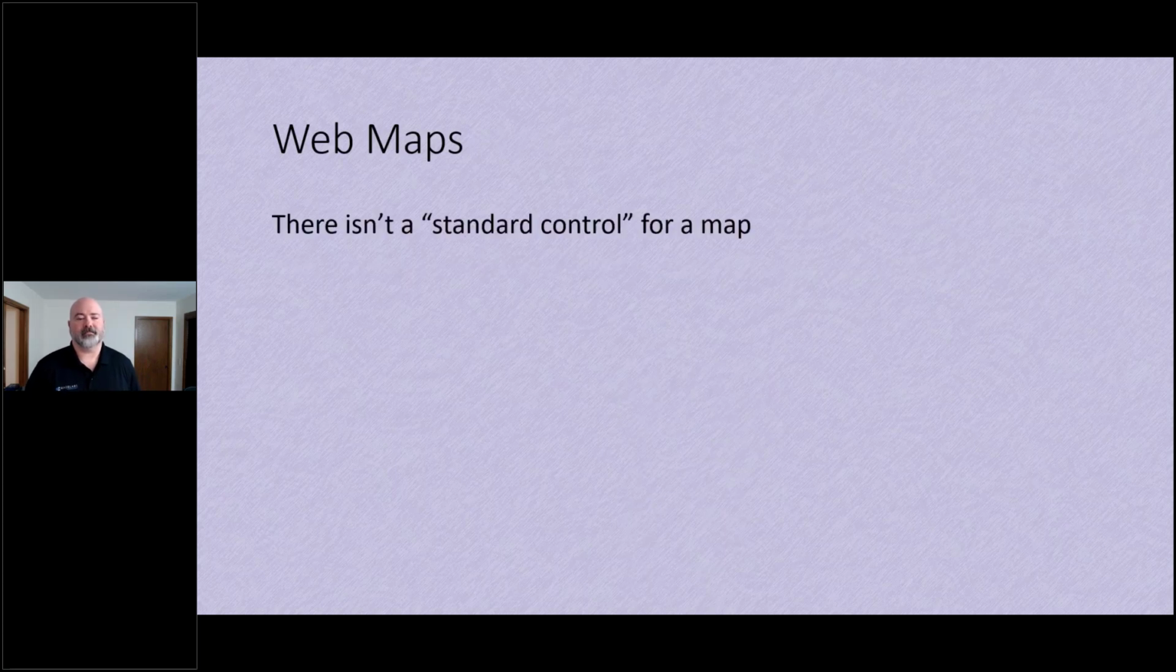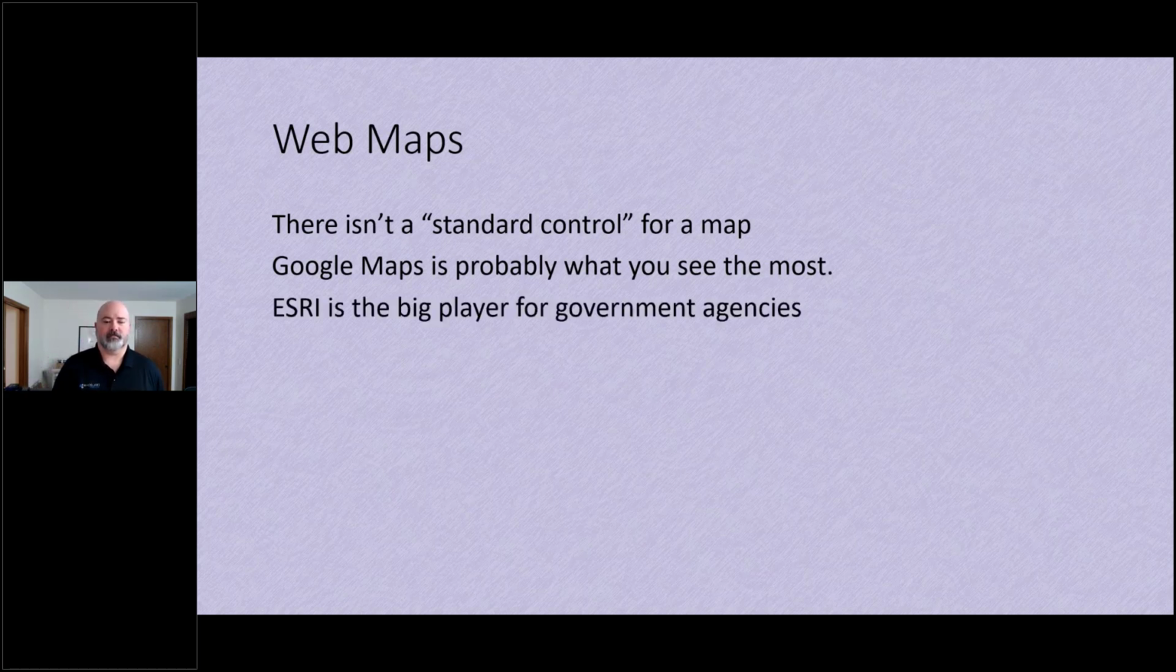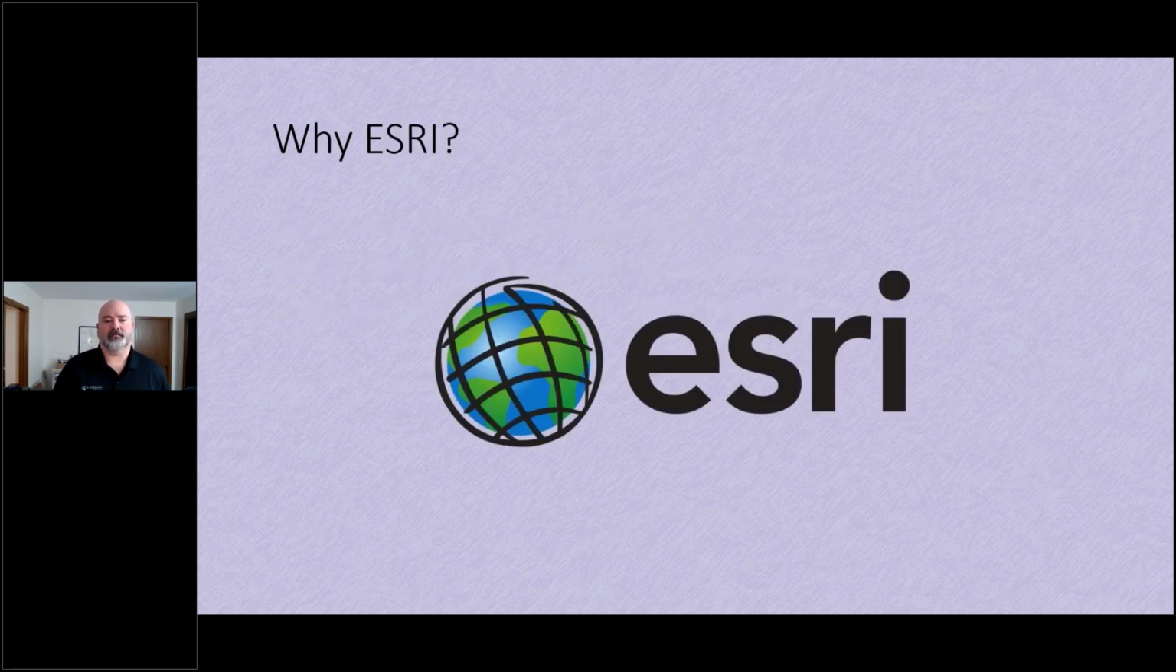So for web maps, there isn't a standard control for a map. Google Maps is probably what you see the most. It's what everyone uses. It's the default map control. Esri is the big player for government agencies. So why Esri?